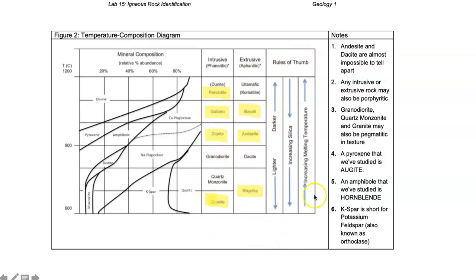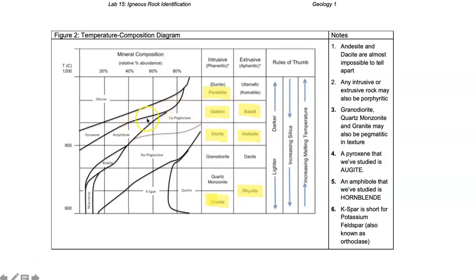We also have some rules of thumb over here in terms of what direction on the table rocks are lighter or darker, what direction silica increases, and what direction melting temperature increases. That temperature is also listed over here. And then this chart right here tells you the range of mineral compositions that you might find in a given rock. For example, a gabbro is a coarse-grained mafic rock that has calcium plagioclase.